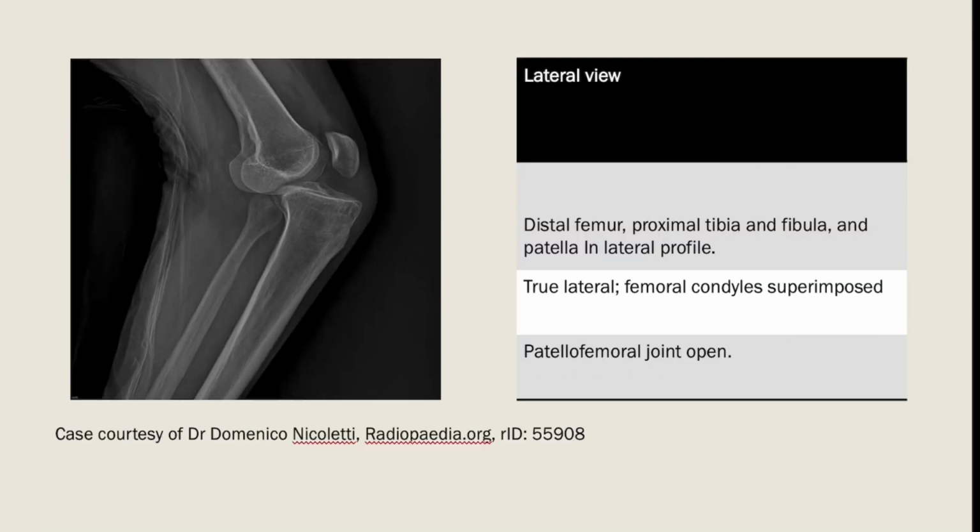Lateral view. For the lateral view, the distal femur, proximal tibia, fibula, and patella are seen in lateral profile. A true lateral means that the femoral condyles are superimposed and the patellofemoral joint is open. As we can see in this image, because it's a trauma situation, it's not 100% a true lateral because we can see the femoral condyles are not completely superimposed.